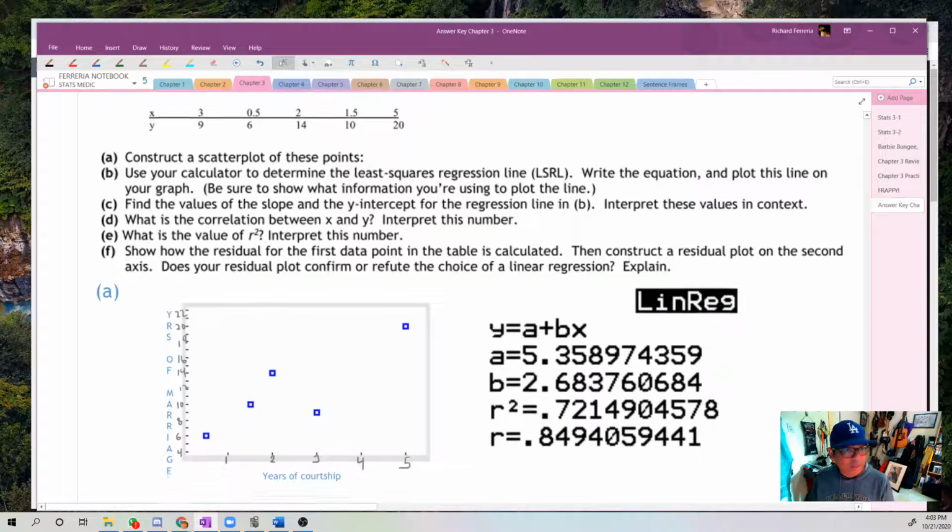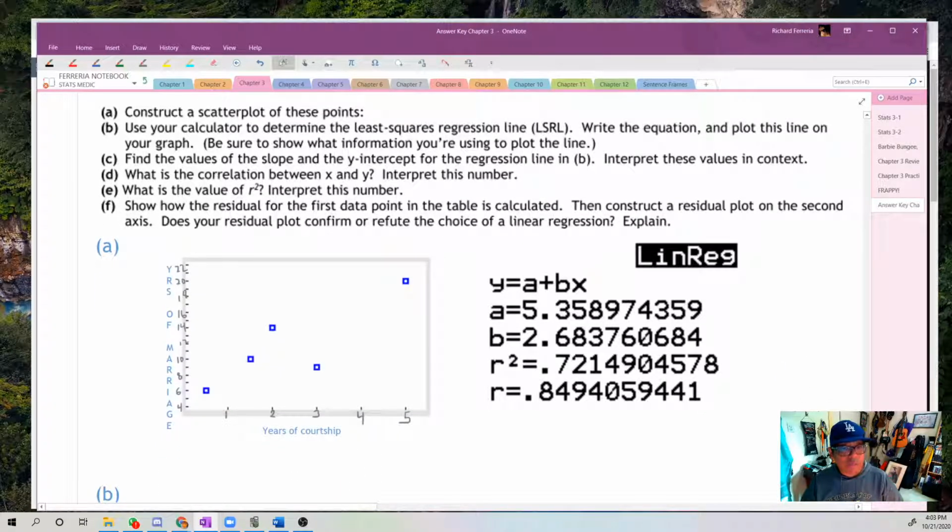I hope it's epic. Show how the residual of the first data point is calculated, then construct a residual plot on a second axis. Does that residual plot confirm or refute the choice of a linear regression, and explain? Whew, that's a lot of question. Let's, first of all, a little bit at a time. What are they saying in advisory class for, eat the elephant? Is that the one? I think it's eat the elephant.